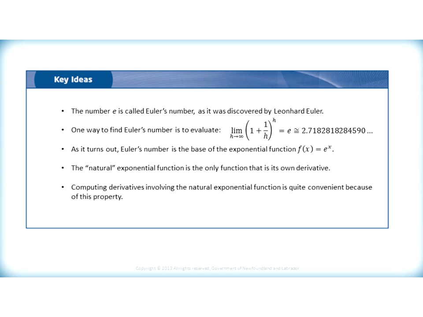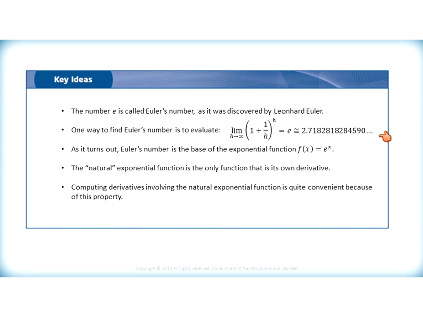So the number e is called Euler's number because it was discovered by Leonhard Euler. One way to find Euler's number is to evaluate this crazy limit as we saw. And we get a number that looks like this. If you look from the second place after the decimal, for the first 4 digits, it goes 1828, 1828. And you're like, oh great, there's a pattern, but then, nah, falls apart.